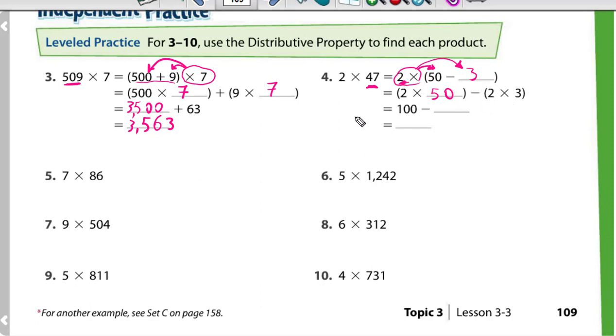It's written. Now let's move down. 2 times 50 is 100. It's already written. And 2 times 3 equals? 6. Now subtract 100 minus 6.